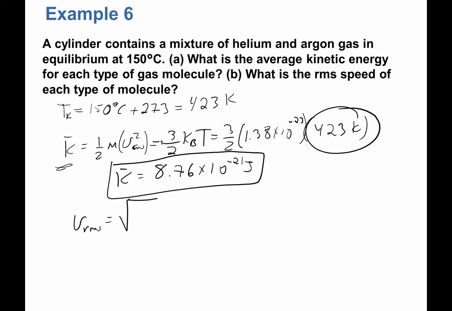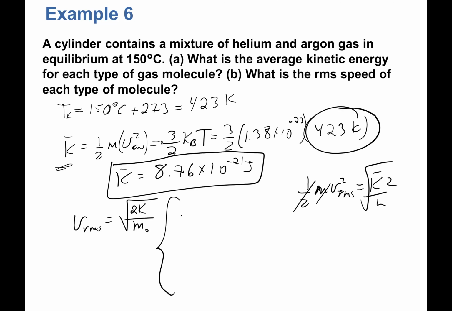I can actually rewrite it in terms of 2 times kinetic energy divided by the mass. Because remember, 1/2 mass times V RMS squared is equal to the average kinetic energy. So 2 times that divided by mass, then the square root, and we had that equation for the RMS. So that means I can have this equation for that. Now, I'm going to get 2 calculations.